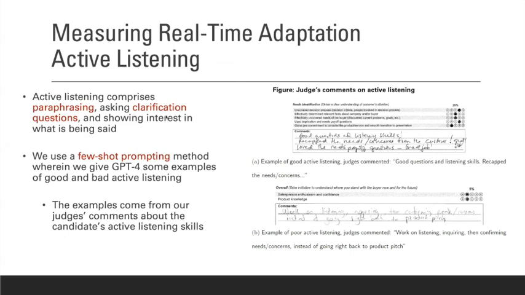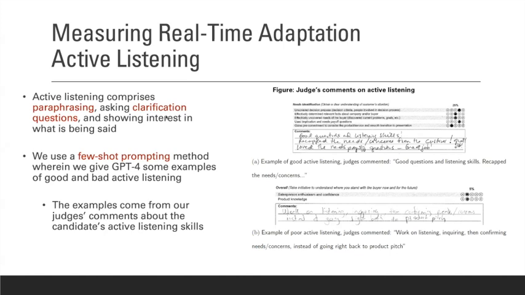The second dimension of adaptation that we are interested in is active listening. Now, active listening is a pretty complex construct and comprises sub-dimensions like paraphrasing, asking clarification questions, and showing interest in what is being said. There are no pre-existing tools to measure this dimension, and it's also hard to build a model to measure this using crowdsourced human labelers, as most lay people will not know to distinguish between good and bad active listening. Hence, here we take the help of a popular language model, GPT-4.